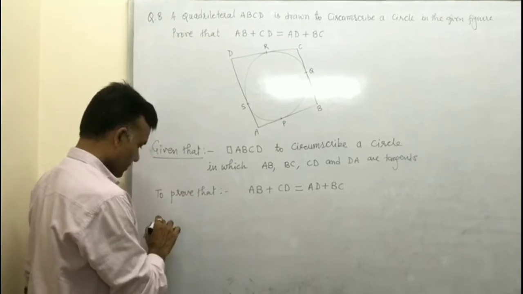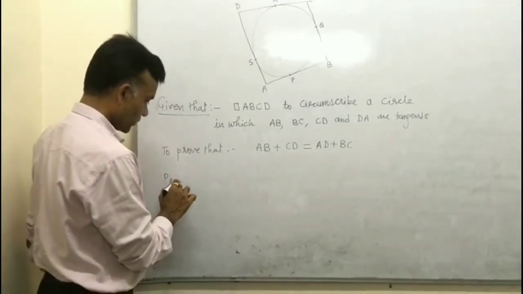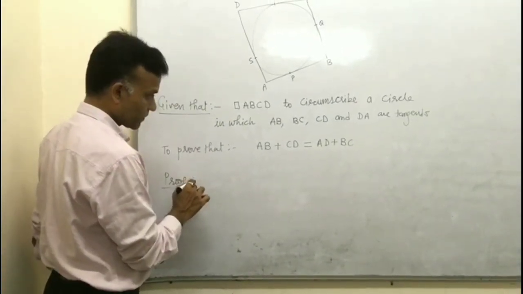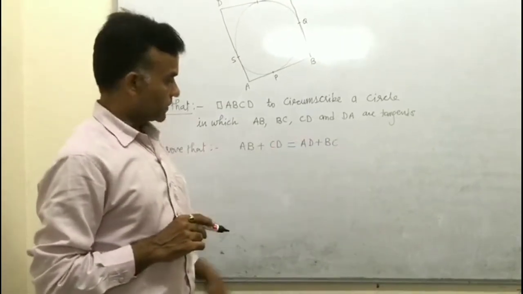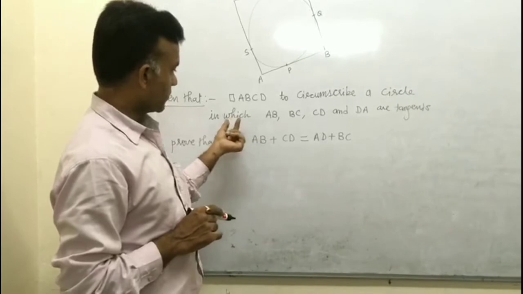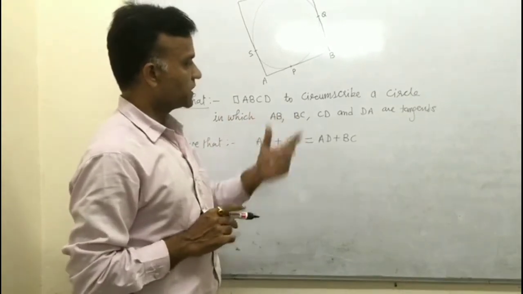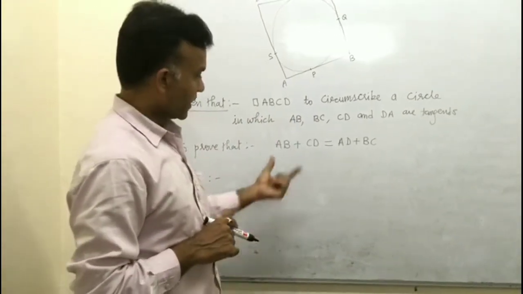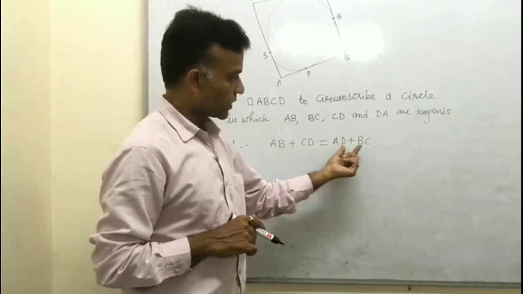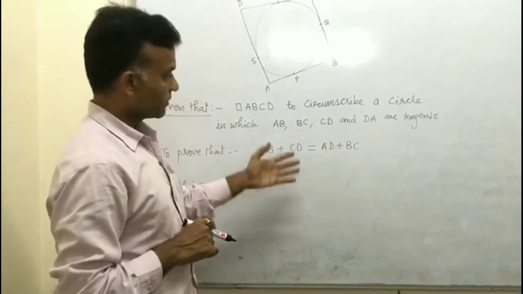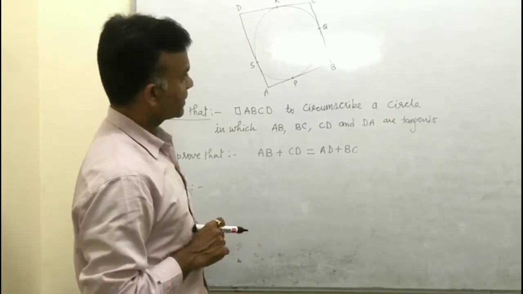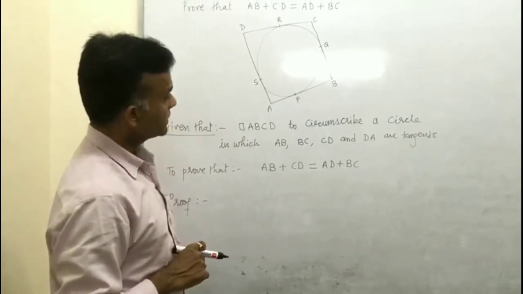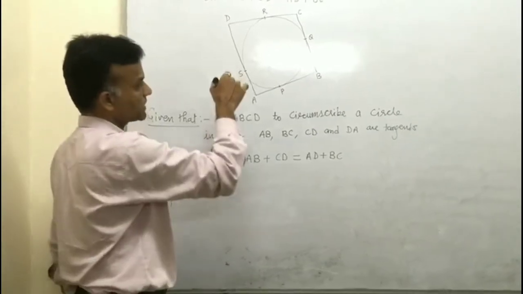So now we start the proof. How do we prove this? We add AB and CD and we should get the result AD plus BC. Before this we described that AB, BC, CD and DA are tangent lines, and the sum of two tangents is equal to the sum of the other two tangents, but with different measurements. So first we start with the concept related to a tangent to a circle.